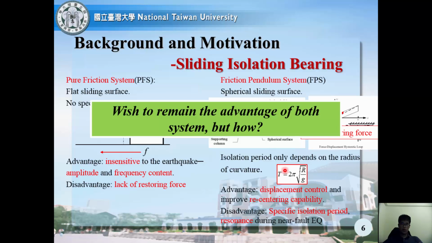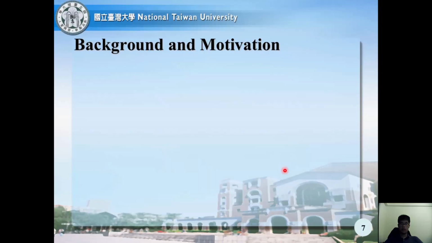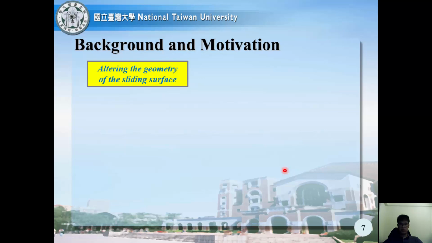So if we wish to retain the advantages of both systems, then we need a solution. My previous discussion gives us an idea that the geometry of the system should avoid using a pure flat surface or a unique curvature surface. So one of the solutions is that we wish the restoring force to be a nonlinear restoring force. But how? In order to provide a nonlinear restoring force, the solution is altering the geometry of the sliding surface, and a slope sliding surface is one such solution.